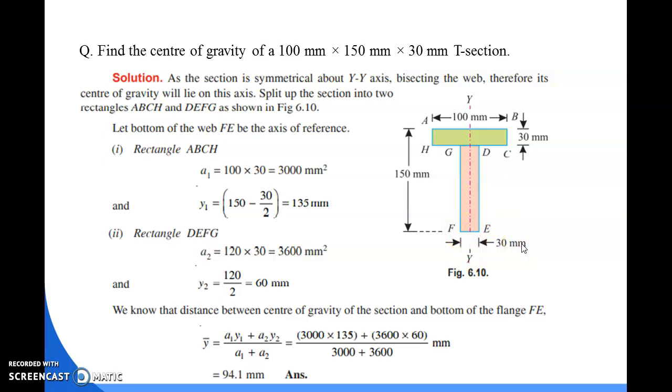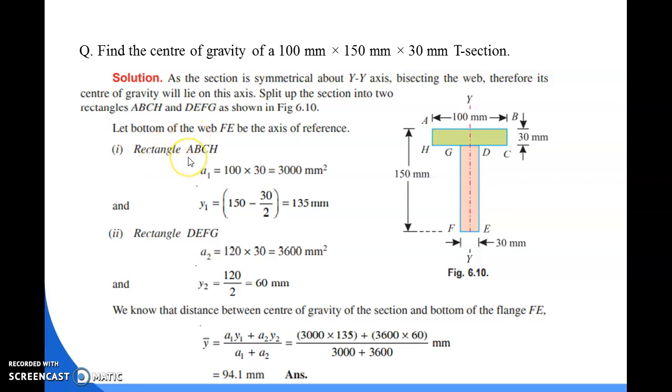So now first of all we have to see in which axis the total section is symmetric. You can see if we cut this section along the YY axis, then it will be a mirror image. So that's why this section is symmetric about the YY axis. Hence here the center of gravity we can find out on the YY axis. So first of all we need to separate the total section into two parts. As you can see, the flange is one part and the web is another part.